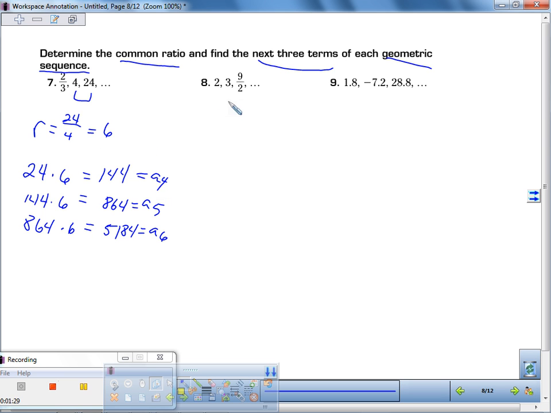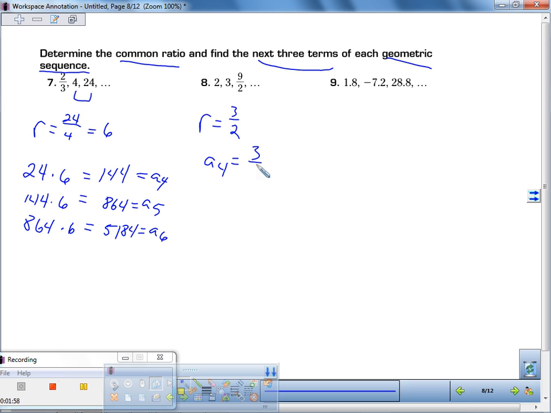Now if we look at number 8, we're going to end up with a fraction as our common ratio. That's okay. We'll take r, again we'll take any two terms in sequence, so we'll take 3 over 2. We could do 9 halves over 3, but you may get confused with the fractions, so we'll just use 3 halves as our common ratio. And we're told to find the next three terms. So we're going to find a sub 4 for this one.